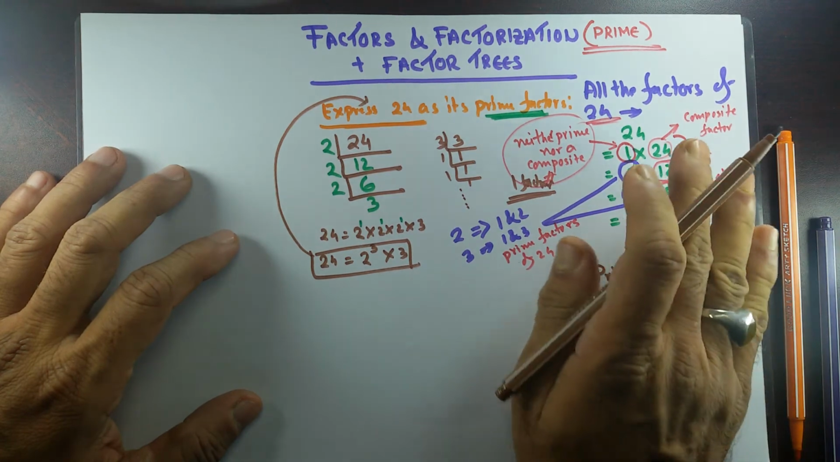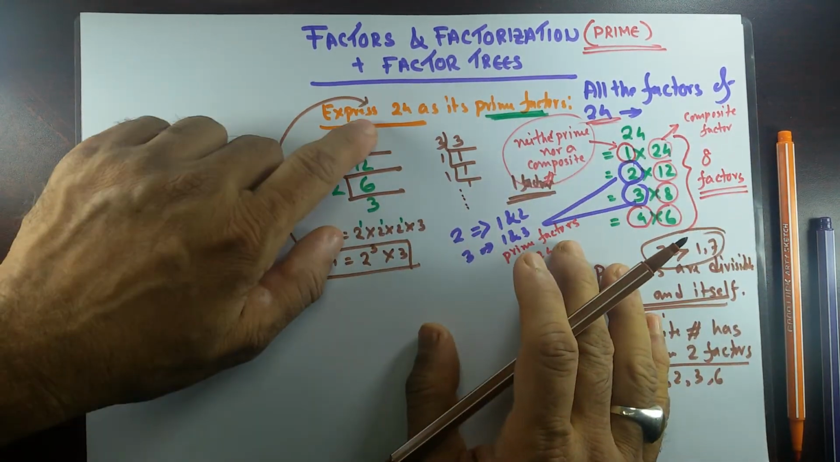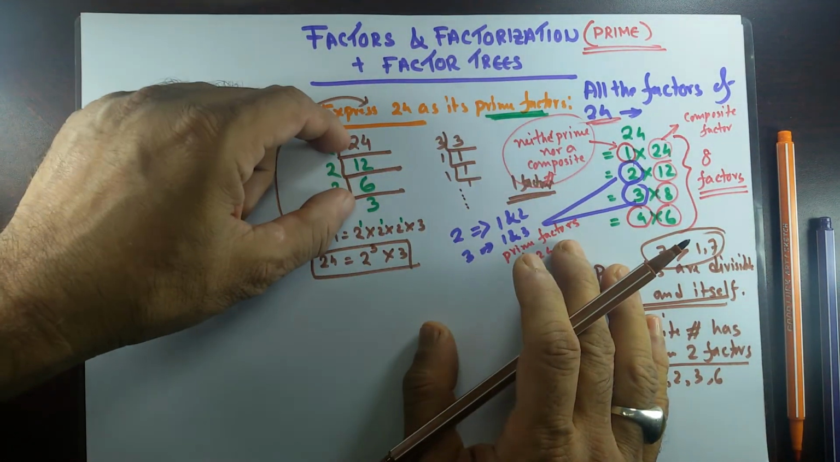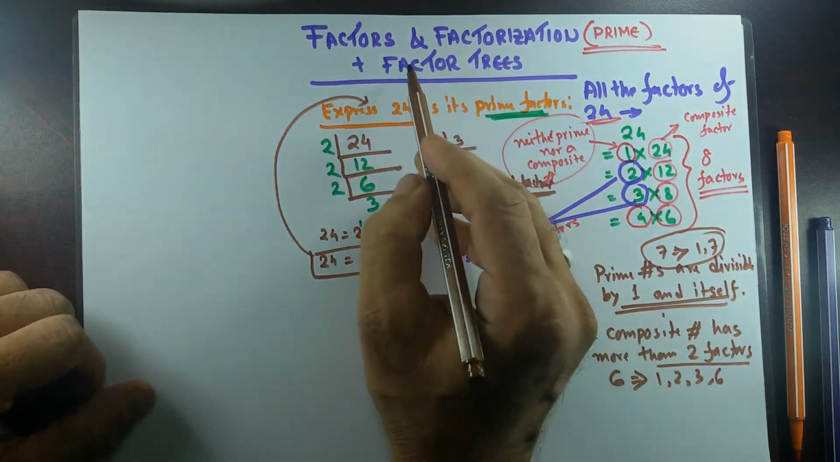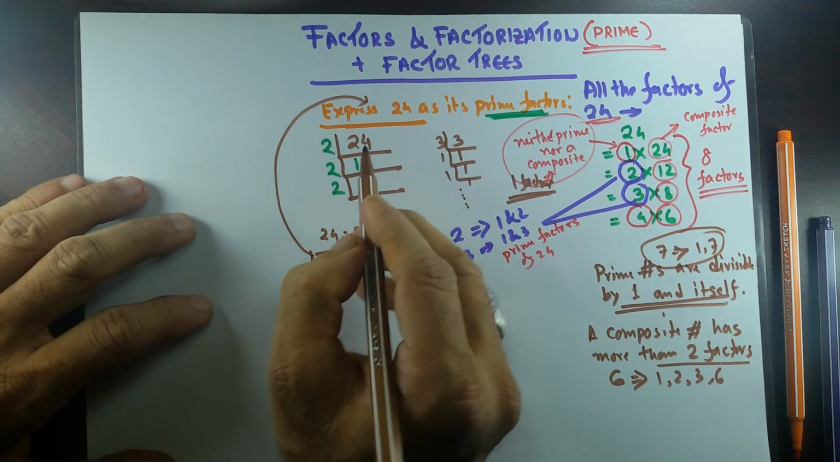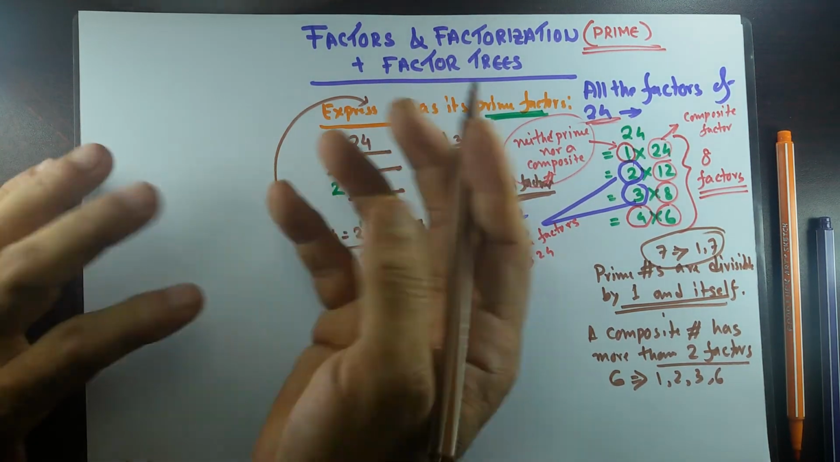Okay, so instead of that, when the question says find all the factors of some number, we're going to use this one. This is very useful. But whenever it says express 24 as its prime factors, then we're going to use this one. But there is another interesting method to find it: the factor tree. 24 is very small compared to that.